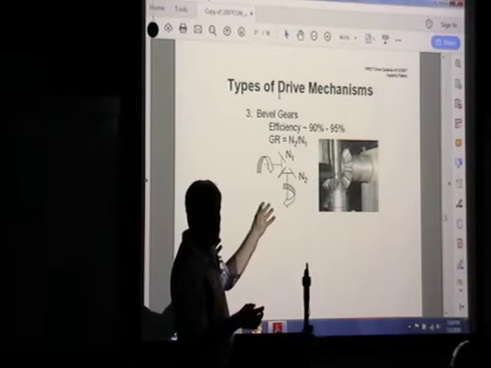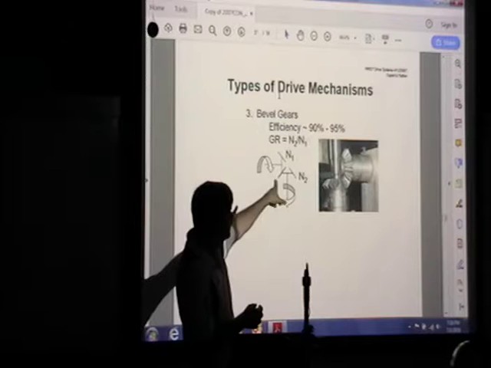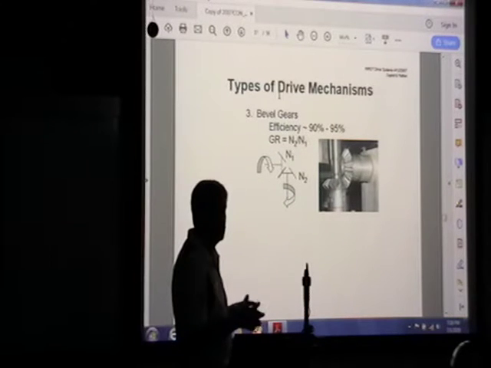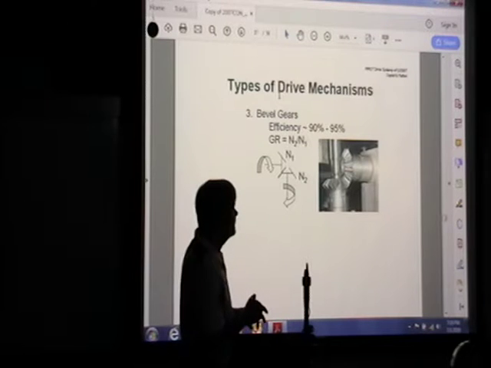We talked about that before. The way to determine what the gear ratio is: count the number of teeth on the bottom gear versus the number of teeth on the top gear. And that's your conversion ratio.